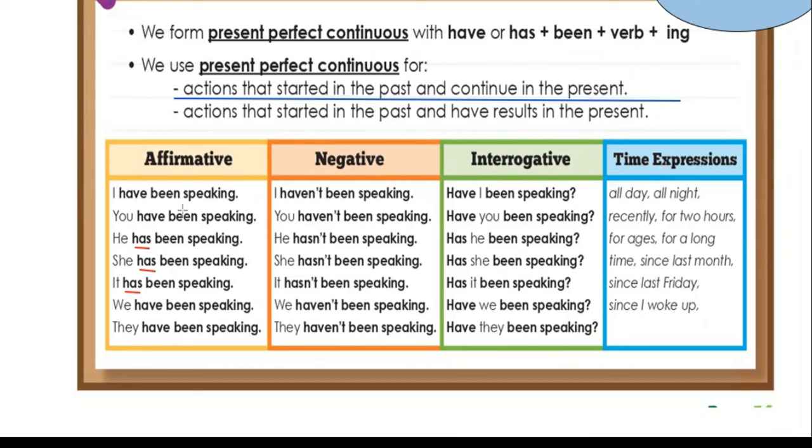She has been writing her essay all day. What else? He hasn't been feeling well all night. Yes. So we can include these time expressions at the end of the sentence, okay? To make emphasis on something.